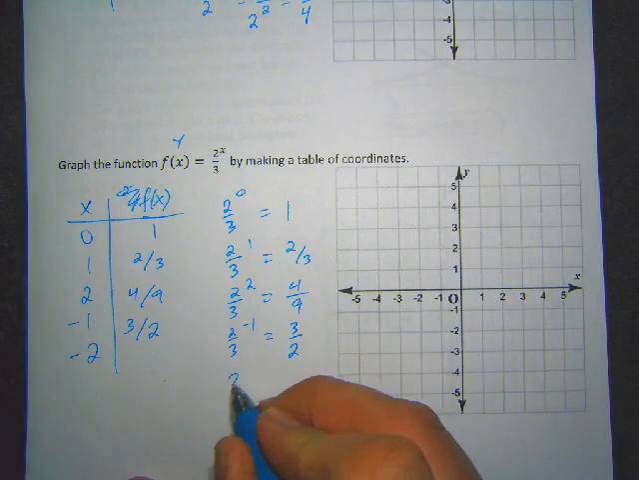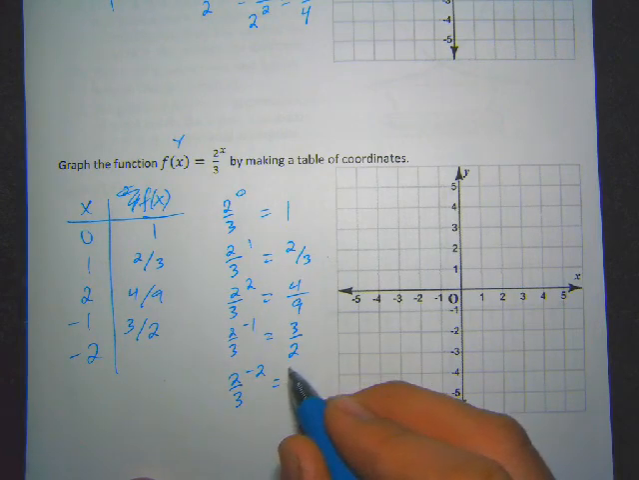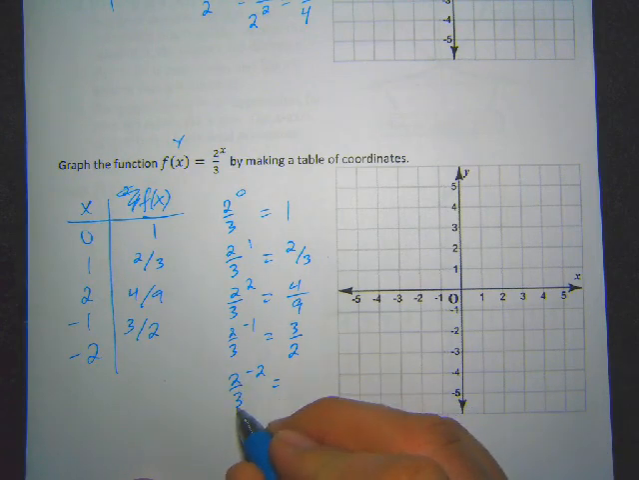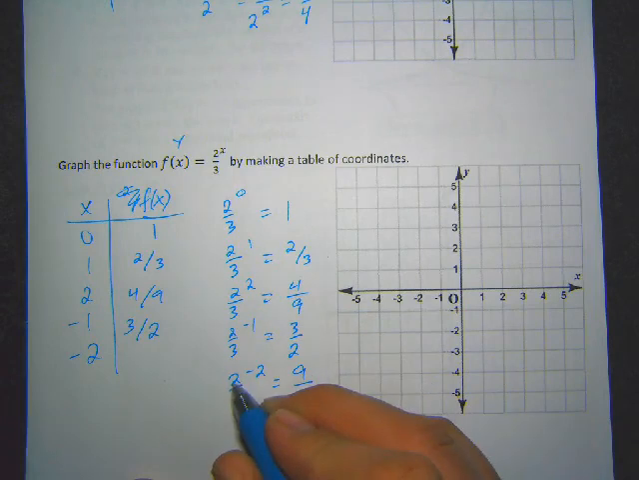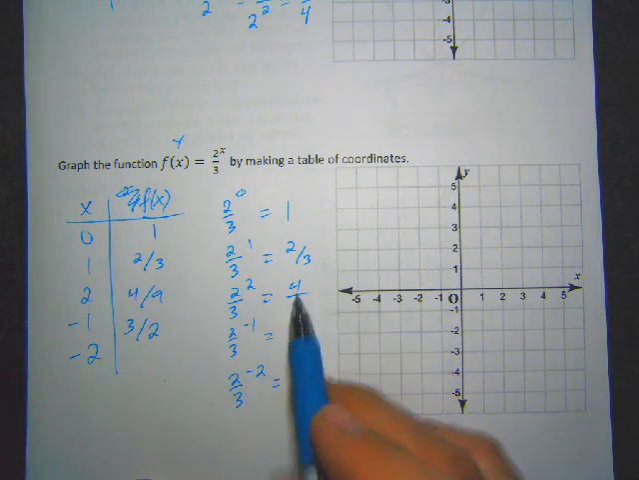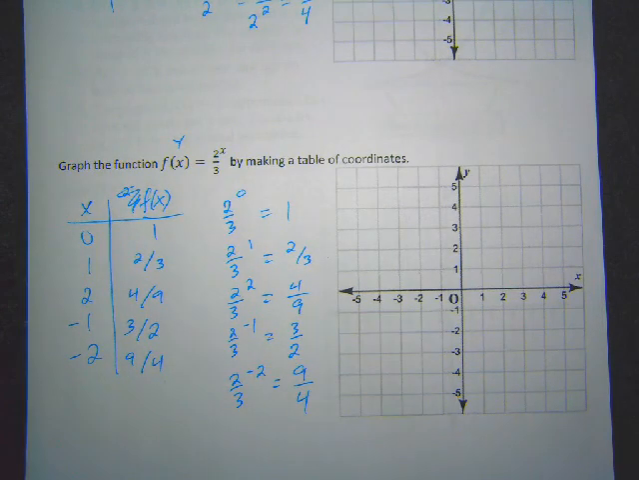Next one, we do 2/3 to the negative second power. So we flip it over, and then we also square it. So we're going to end up with the 3 squared on top gives us 9, the 2 squared on bottom gives us 4. So we end up with 9/4. It's like doing the squared one, but just flipping it over because of the negative power. So we get 9/4.